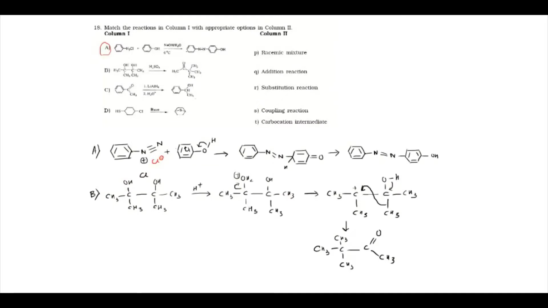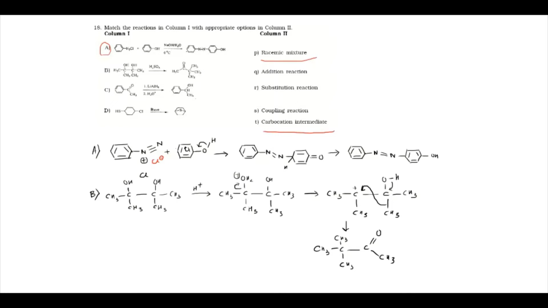In our next problem, 2 different columns are given. In column 1, we can see various different reactions are given, and in column 2, the type of those reactions are written, and sometimes some product of that reaction or some intermediate is also mentioned. So we have to basically match column 1 with column 2. It may happen that one option of column 1 can be matched with more than one option of column 2. So we have to check the mechanism thoroughly.